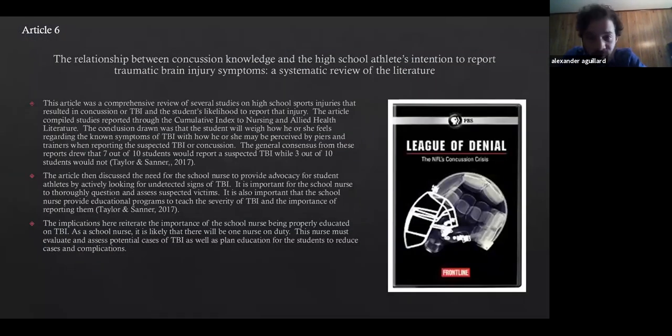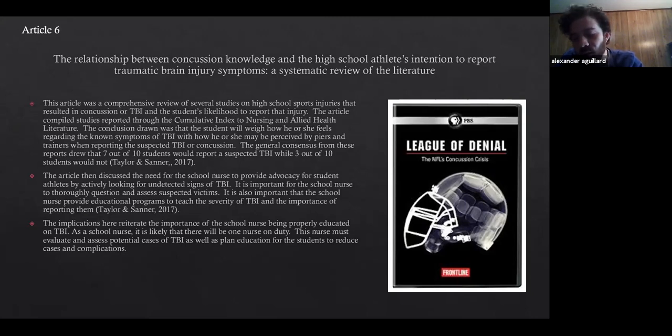And my last article was, again, touching back on sports, something I really like. This was on the relationship between concussion knowledge and the high school athlete's intention to report traumatic brain injury symptoms. It was a systematic review of several pieces of literature. This article was a comprehensive review of several studies on high school sport injuries that resulted in a concussion or TBI, and whether students were likely or not to report these types of injuries.